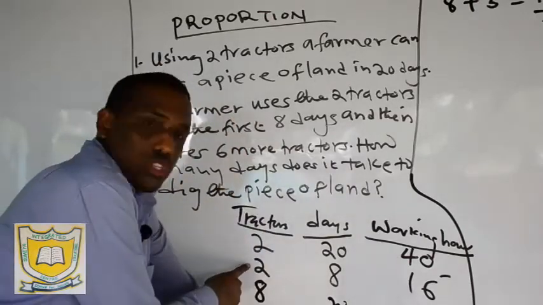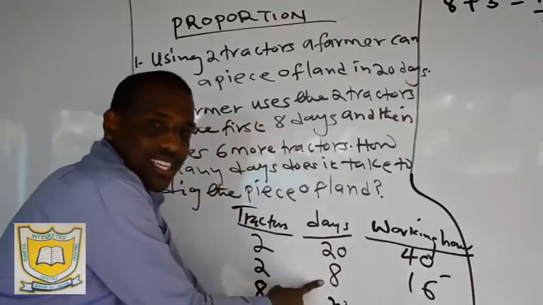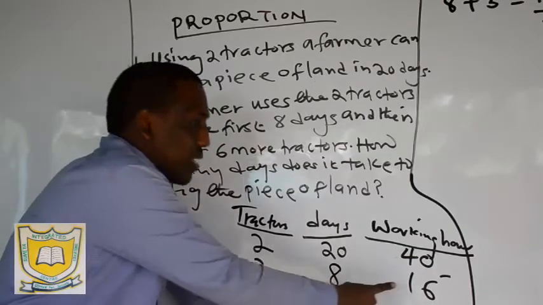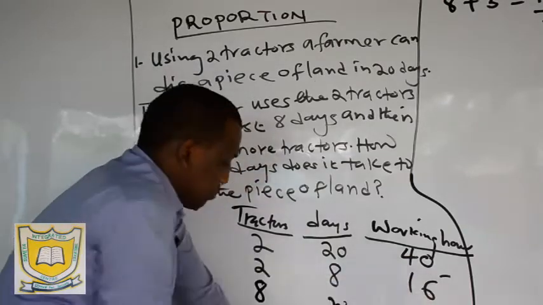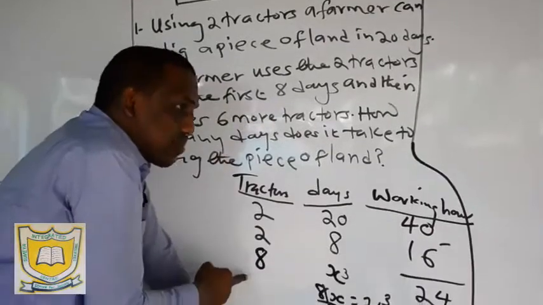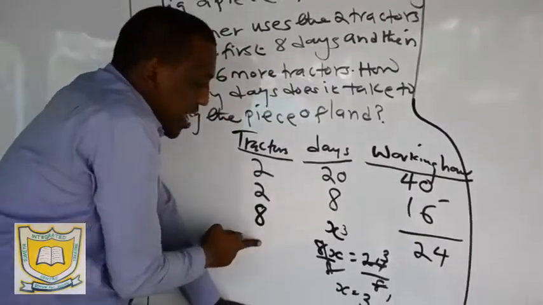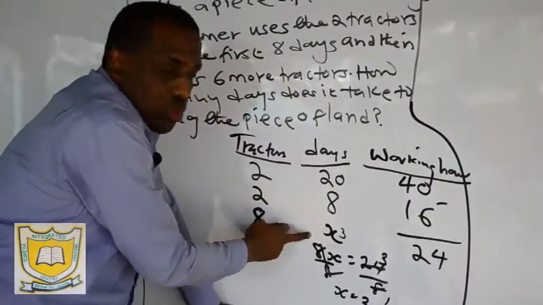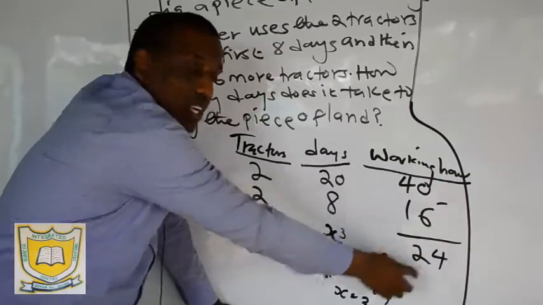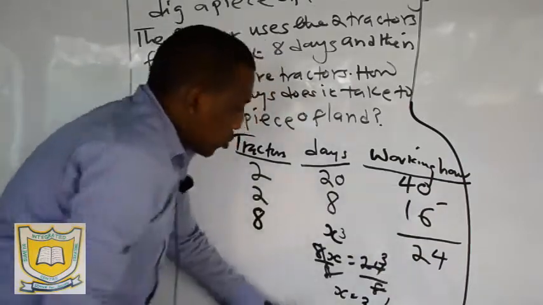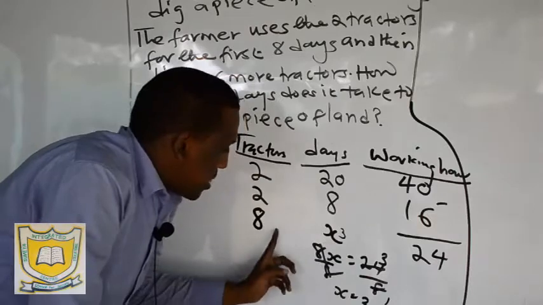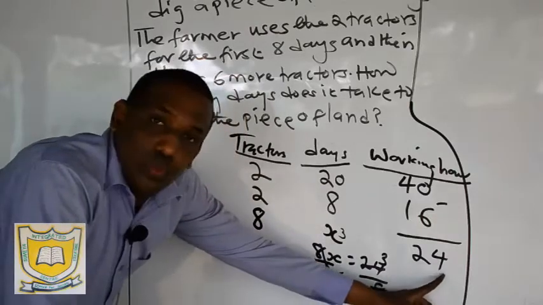So after using two tractors, that is 8 days. He used 8 days. Working hours, 8 times 2, 16. He hired 6 more tractors. 6 plus 2, 8. The number of days we don't know. Working hours, we subtract the 16 working hours we have, which is 24. So now let us get this x now. 8 times x, 8x, is equal to the working hours.